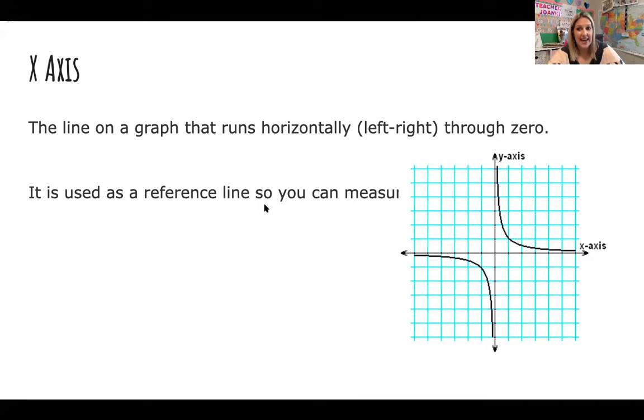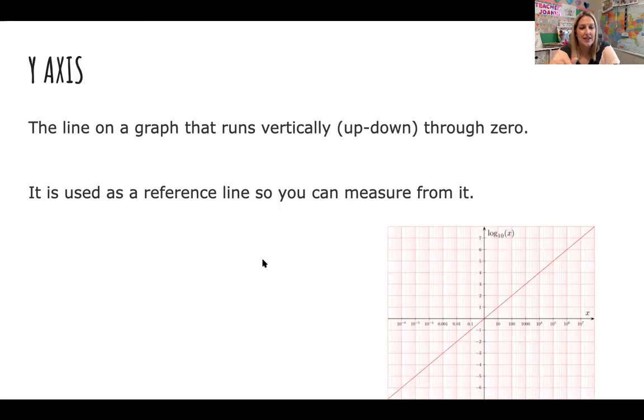If you have your x-axis and it's going horizontally, let's think about the y-axis. And you can actually also see it in this picture. It is labeled. So the x-axis is horizontal. Now we talk about the y-axis. It goes up and down. The y-axis goes up and down through 0.